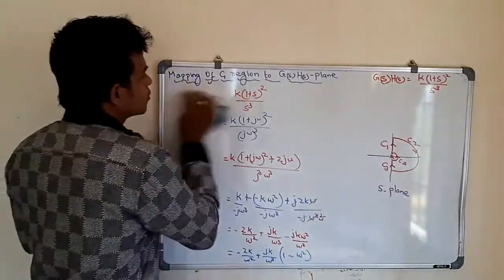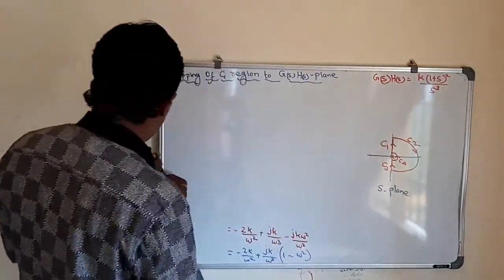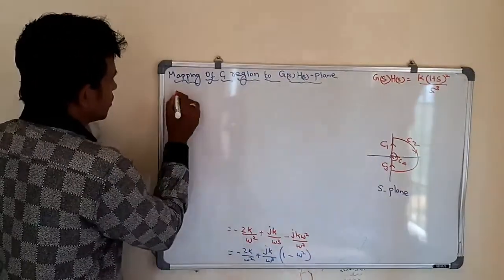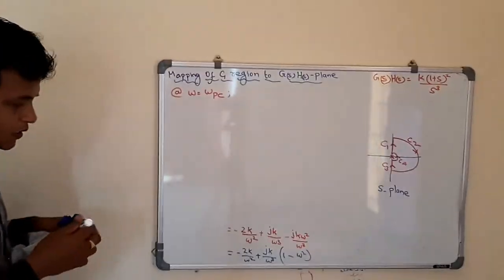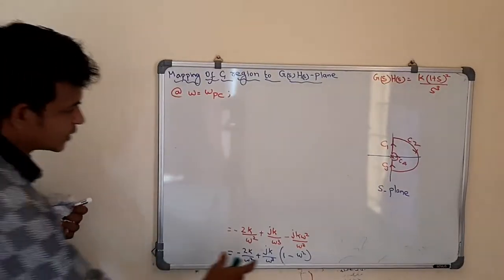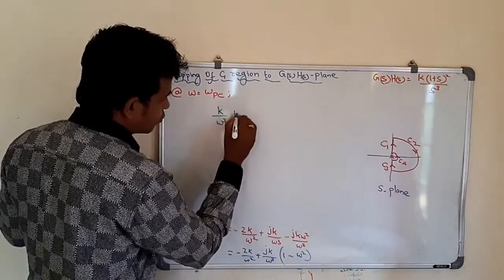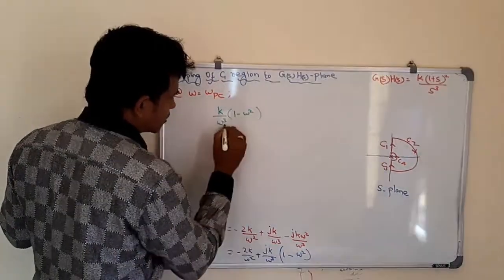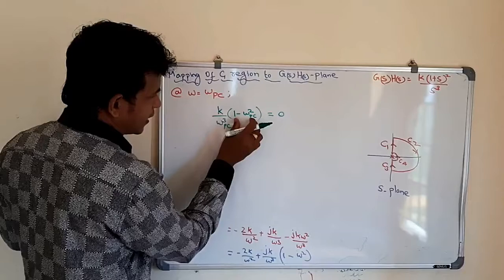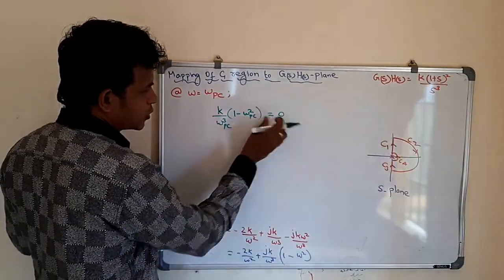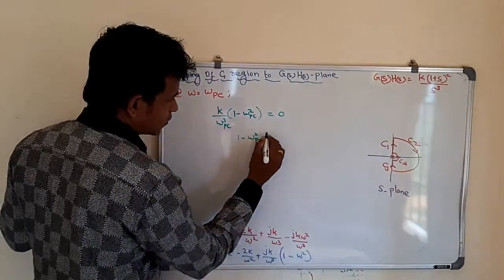So at the phase crossover frequency, that means when omega equals omega pc, the plot crosses the real axis. When the plot crosses the real axis, the imaginary term is 0. So that means k divided by omega cube into 1 minus omega square, at the phase crossover frequency, is equal to 0. When I solve this, I get 1 minus omega pc square equal to 0.